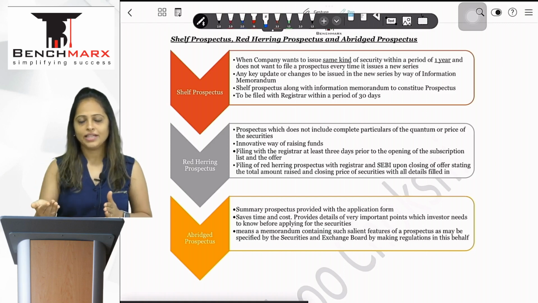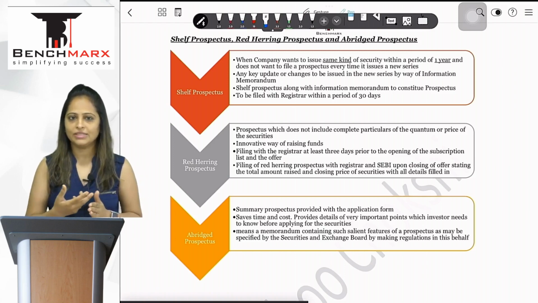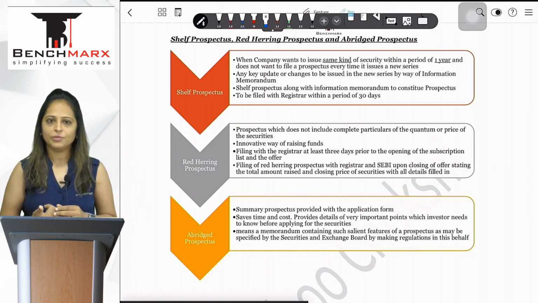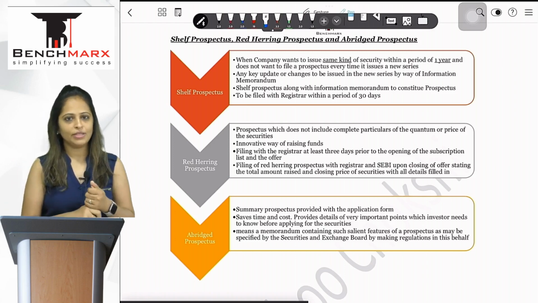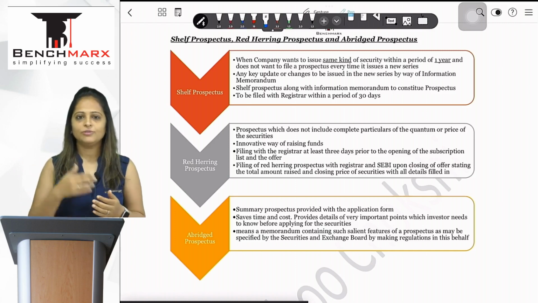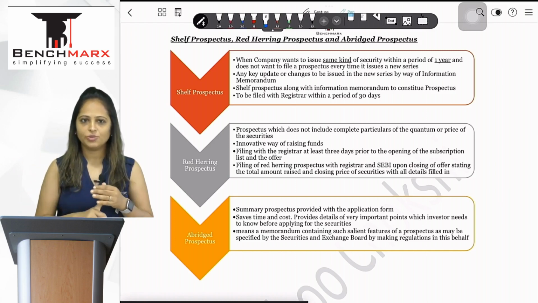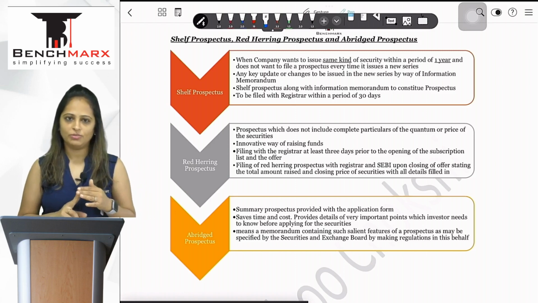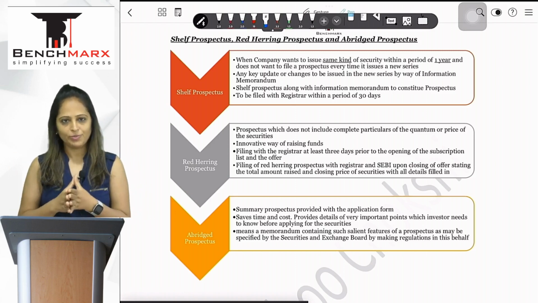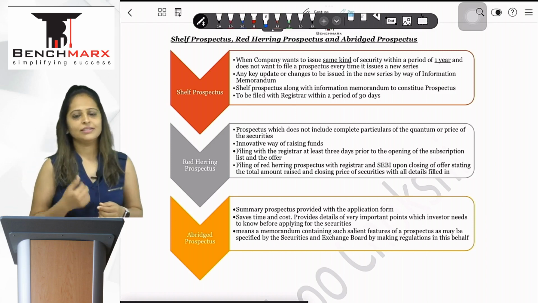Now when the second time I am issuing the securities, some of my details may change. It may not be exactly the same as that which is there in the shelf prospectus. So what do I need for that? I need an information memorandum. So when the first time I file the shelf prospectus, the second time when I am issuing the same security, if there are any changes, I will file the shelf prospectus along with the information memorandum, and those two documents together will constitute my prospectus.